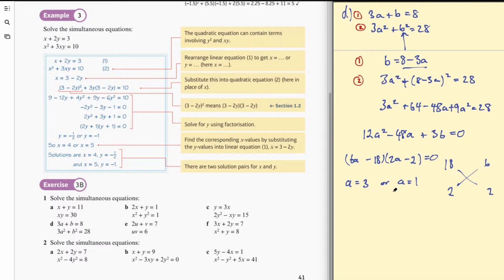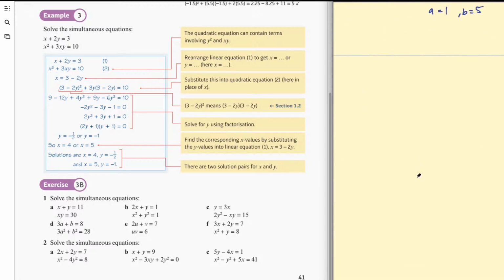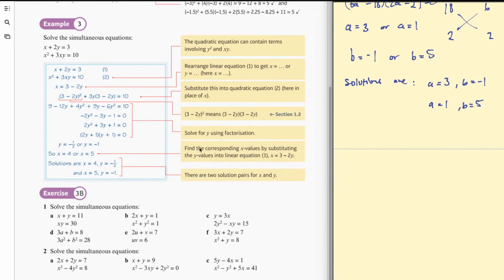Okay, so we have a equal to 3 and a equal to 1. Let's find the values of b. b is equal to 8 take 9 is negative 1, or 8 take 3 is 5. So then we have to write down our solutions. Are a equals 3, b equals negative 1, and a equals 1, b equals 5. Okie dokie dokie. They're quite long, aren't they? Quite long and time consuming.